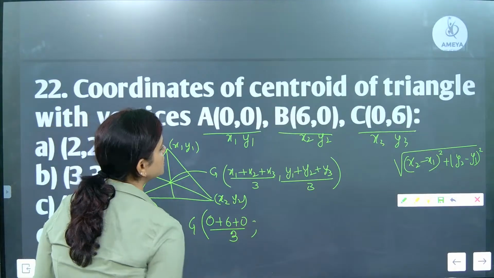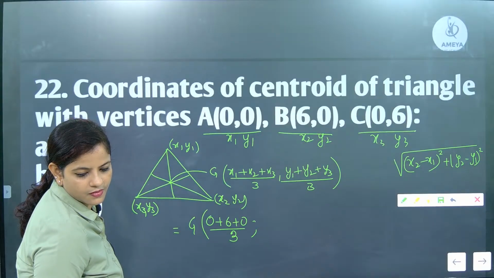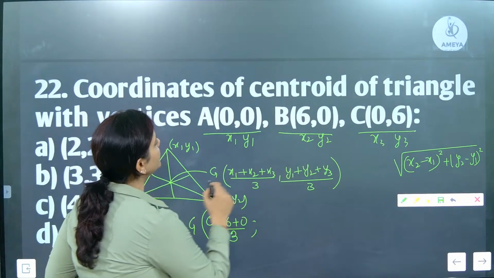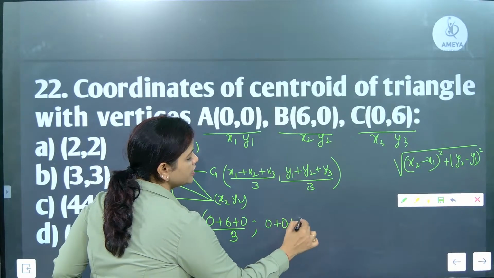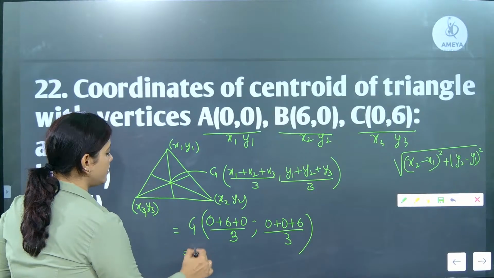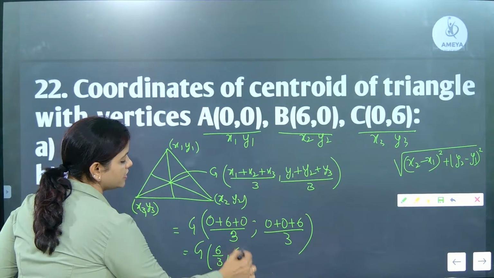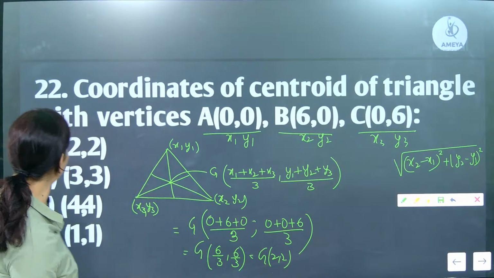Next one is y. Now look here, y1 is what? 0, 0 and 6. So here it will become 0 plus 0 plus 6 divided by 3. So now we are going to get the centroid value as 6 by 3 comma 6 by 3. So what is the value coming as? 2 comma 2. I hope you got the answer.